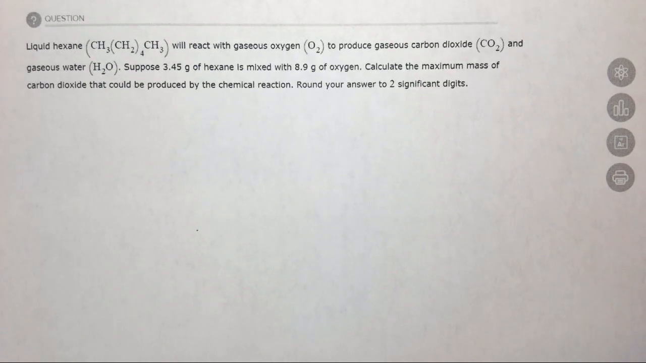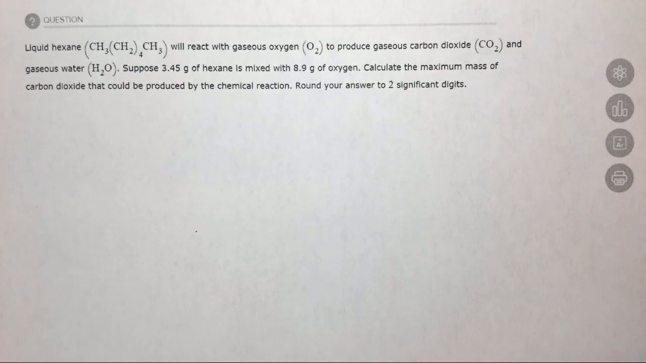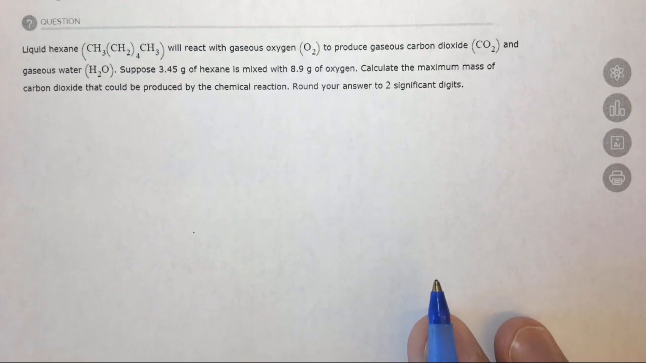So this is a stoichiometry problem where we need to find the limiting reagent and theoretical yield. And as I've said in previous videos, stoichiometry problems always start with balanced chemical equations. So before we can do anything else, we need to make a balanced chemical equation.